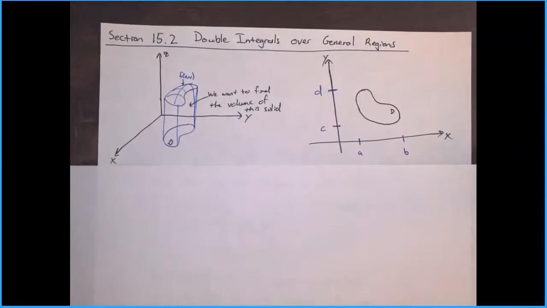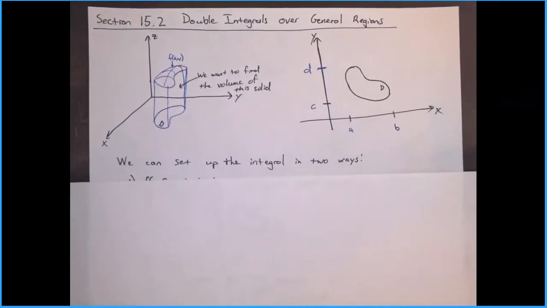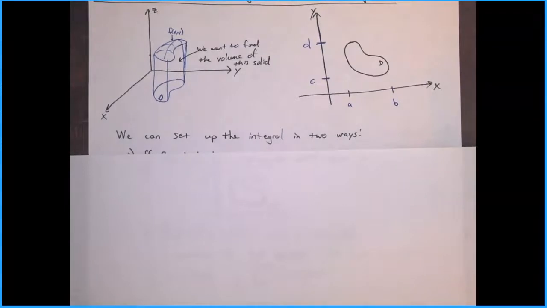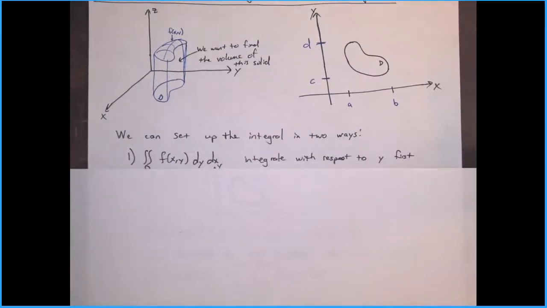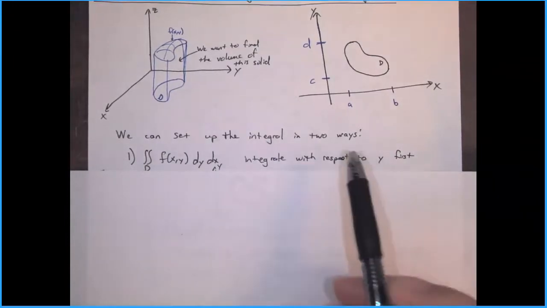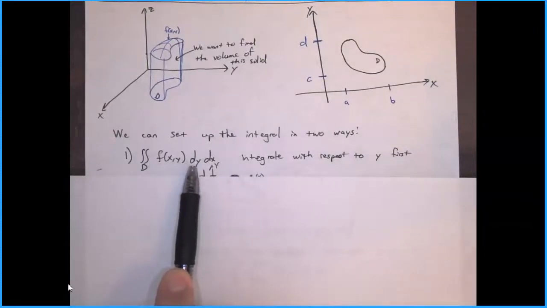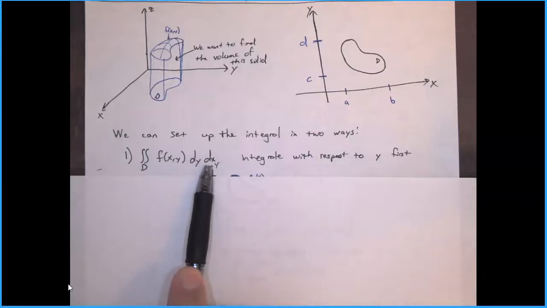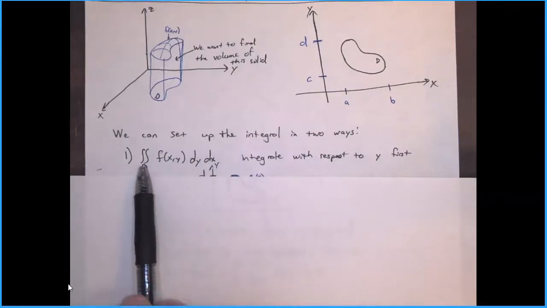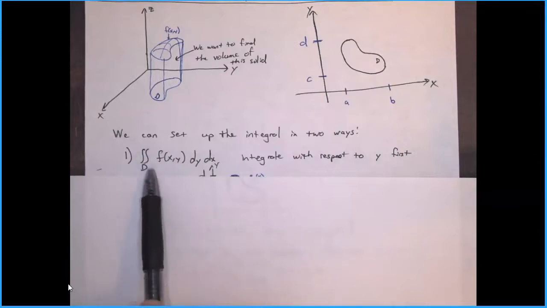And so just like with integrals over rectangles, we can set up these integrals in two ways. The first way I want to describe integrating over this region is by integrating with respect to y first. So we have some integral over some region that I'm going to call D of a function, f of x,y. I'm integrating with respect to y, and then I'm integrating with respect to x. And I want to see how I can describe this region so that I can actually come up with bounds and integrate.